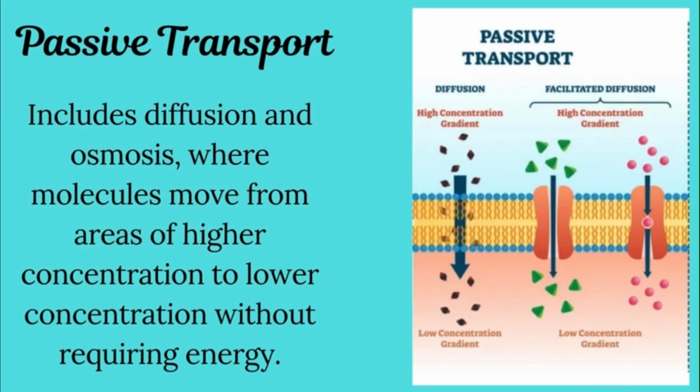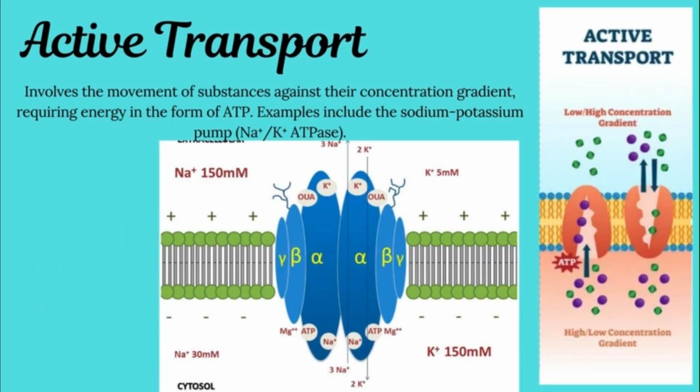Passive transport includes diffusion and osmosis, where molecules move from areas of higher concentration to lower concentration without requiring energy. Active transport involves the movement of substances against their concentration gradient, requiring energy in the form of ADP. Examples include the sodium-potassium pump, Na/K ADPase.